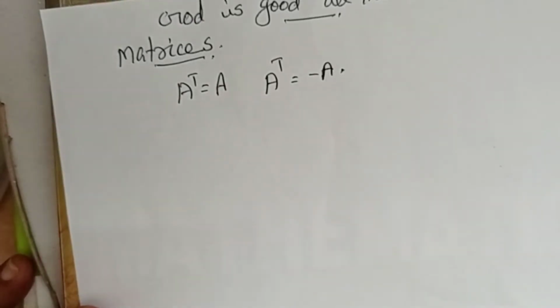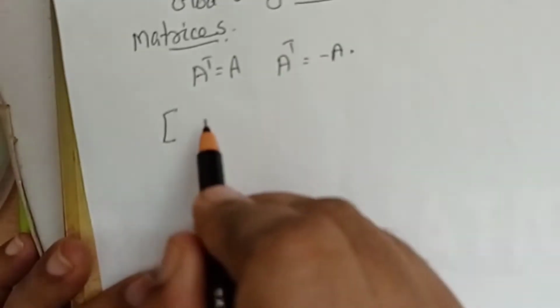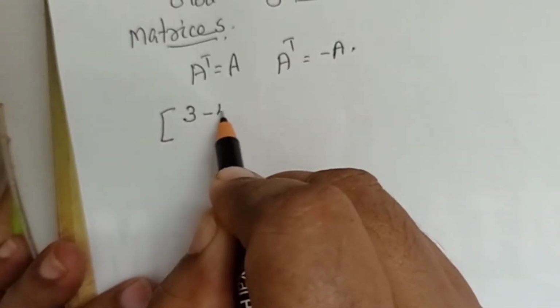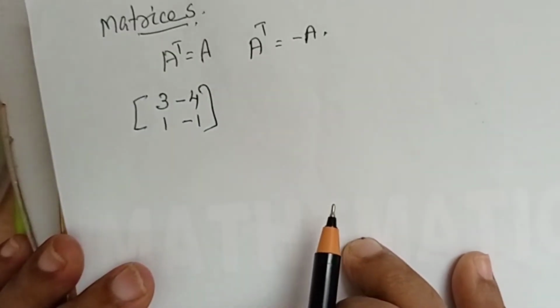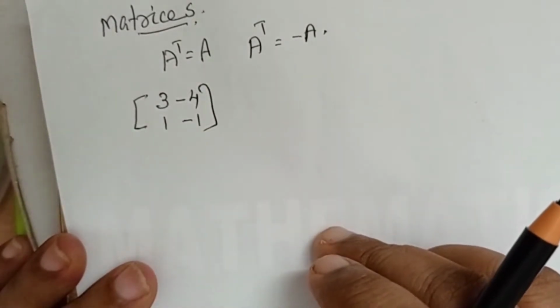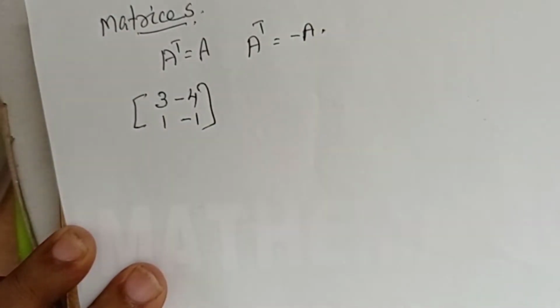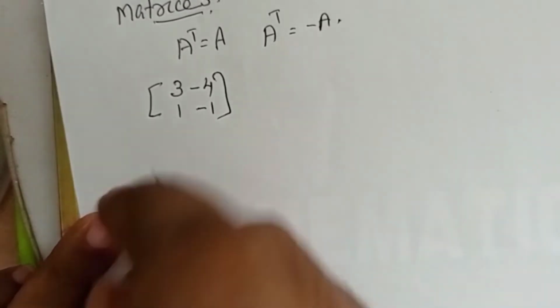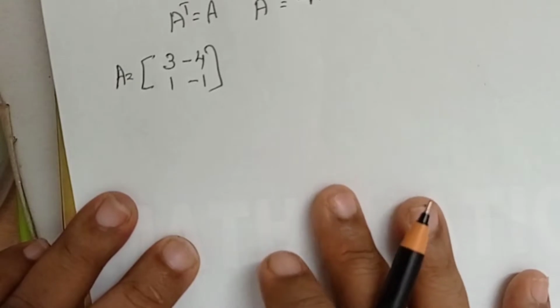write the question. Express the matrix [3, -4; 1, -1] as the sum of a symmetric and skew symmetric matrix. Very important question. A is equal to [3, -4; 1, -1].